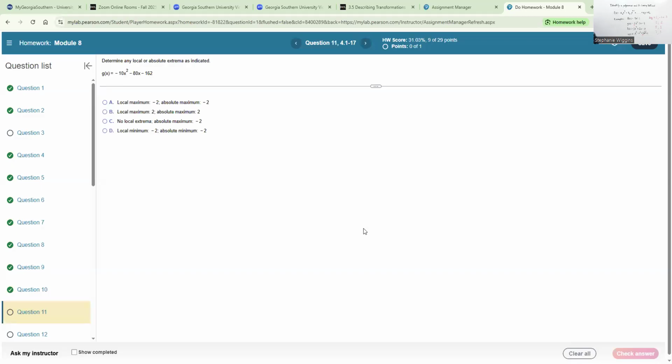Okay, I hope this helped you with understanding what the degree and leading coefficient of a polynomial is.